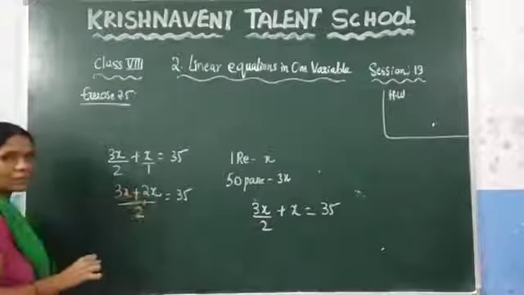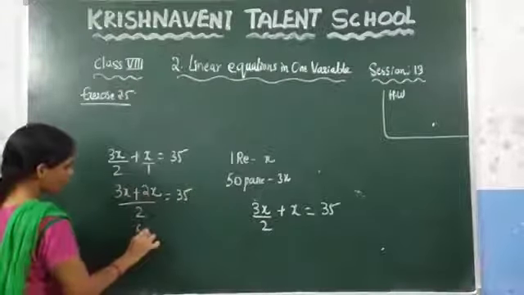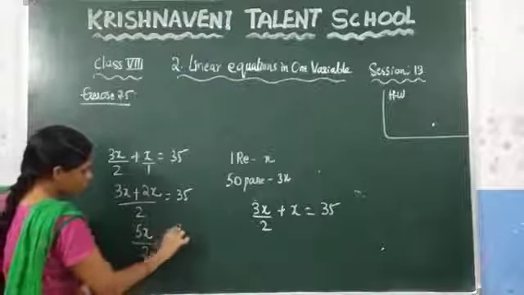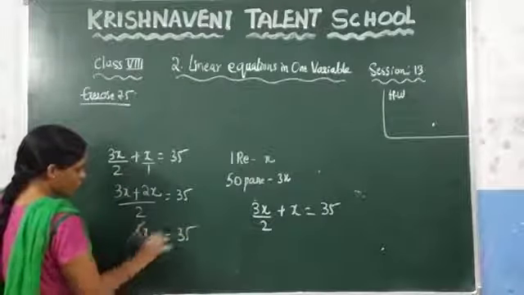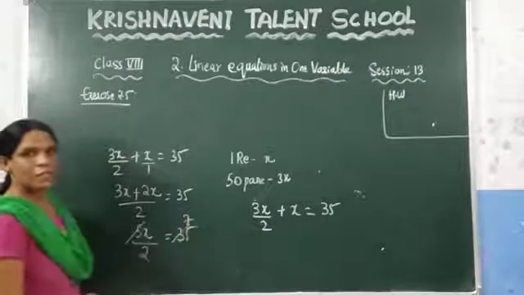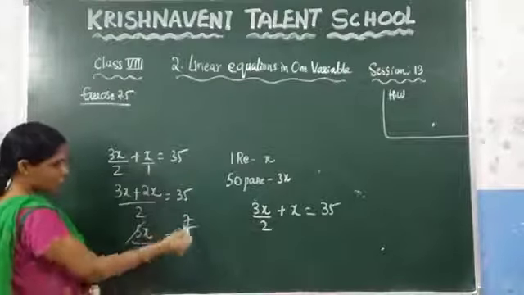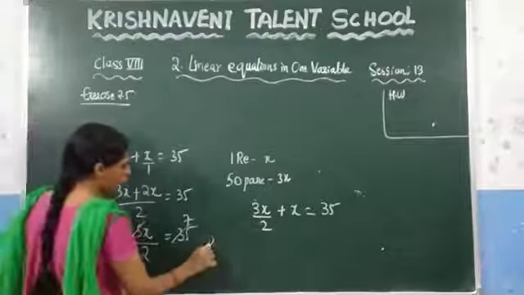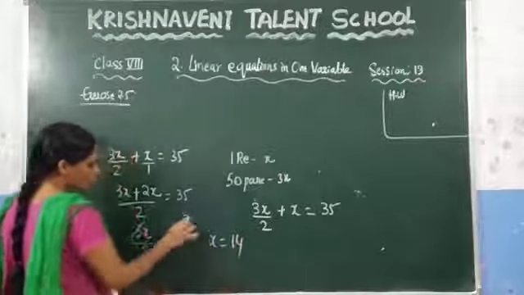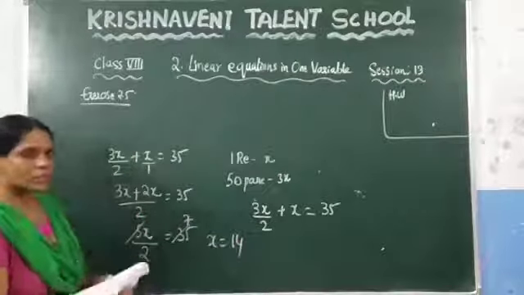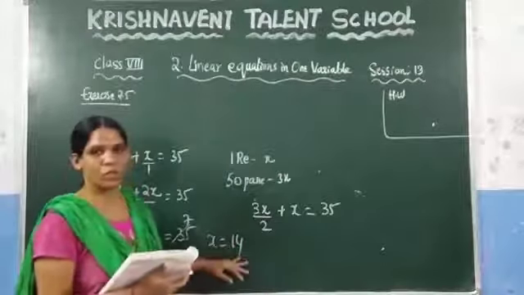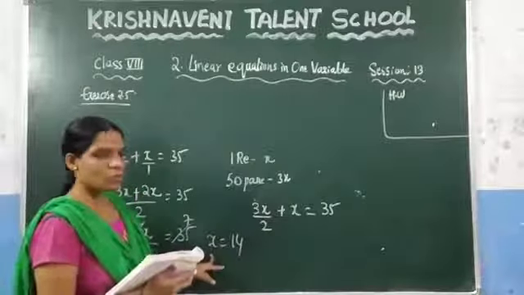What is the value of 3x plus 2x? It gives you 5x by 2 is equal to 35. And you know that the 5 and the 5 will get cancelled. If you are taking the division to the right hand side, it will become multiplication. So you will get 7 into 2, which gives you 14. This is the number of 1 rupee coins.